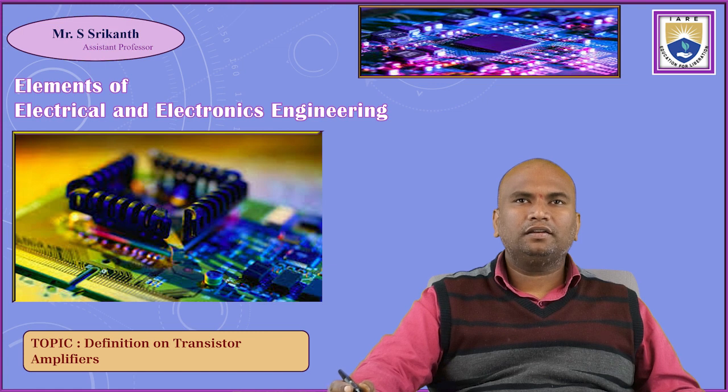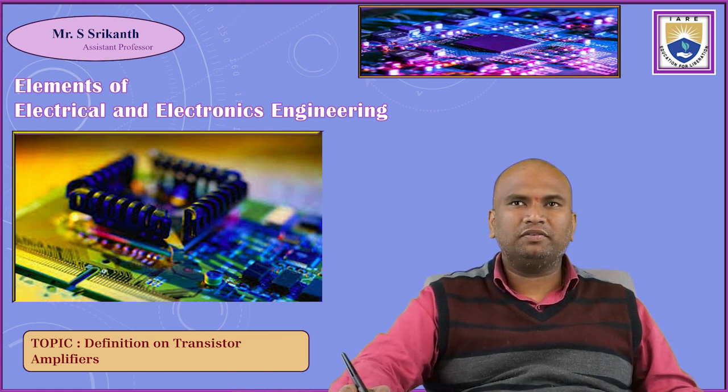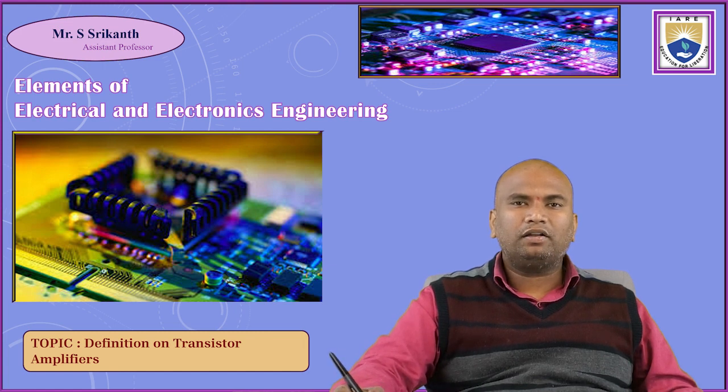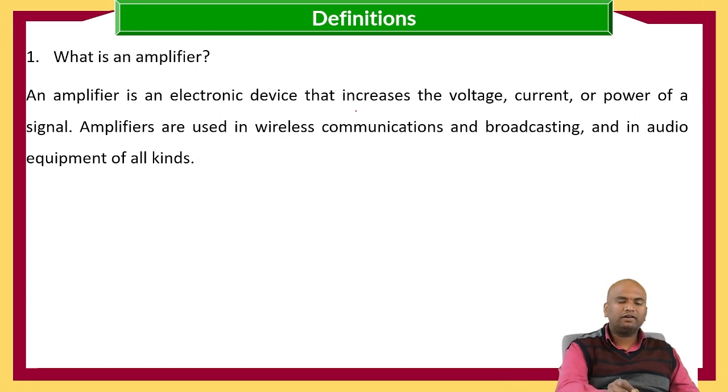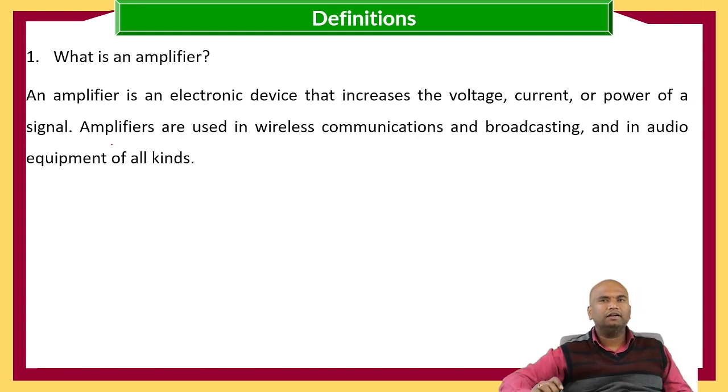In this session, I'm going to cover the definitions on transistor amplifiers in the part of the subject elements of electrical and electronics engineering. So first, let us go with what is an amplifier. An amplifier is an electronic device that increases the voltage, current or power of a signal.